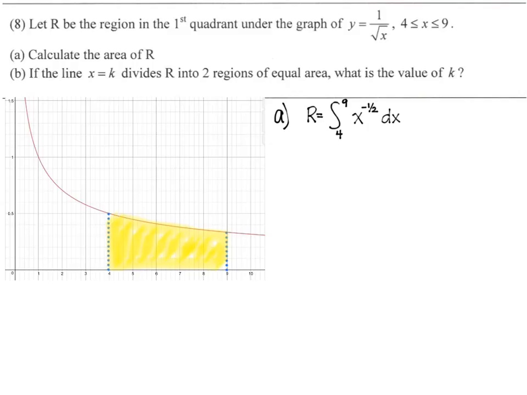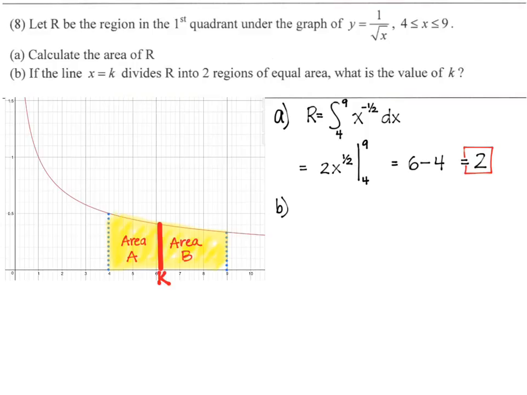So I have the integral from 4 to 9 of x to the negative 1/2. Take the antiderivative and evaluate it from 4 to 9, and I get 2. Okay. Now comes the next part, which is a little bit more interesting to think about. It says there's some line k, so I put a line somewhere in there, that divides that area up equally. Now, because this is curving, this line is not necessarily halfway between 4 and 9, because this area goes up higher here and it's lower here, so it's not going to be halfway between. And what we want to know is, where is it exactly?